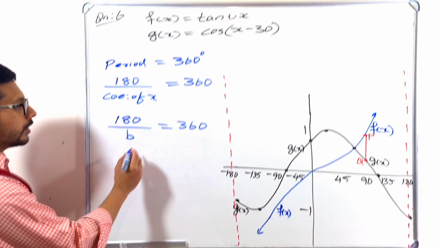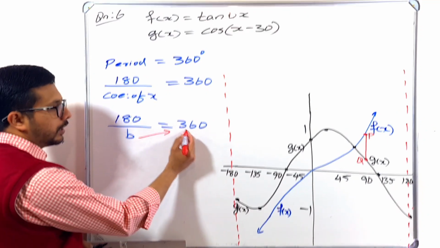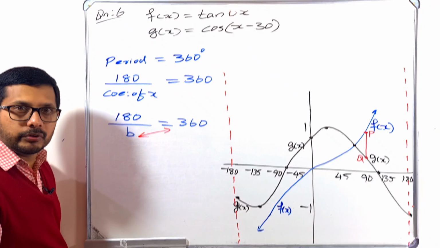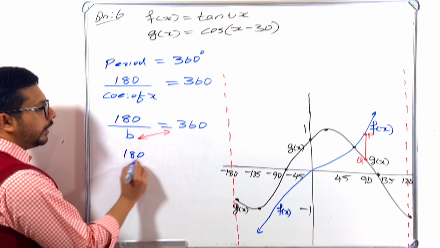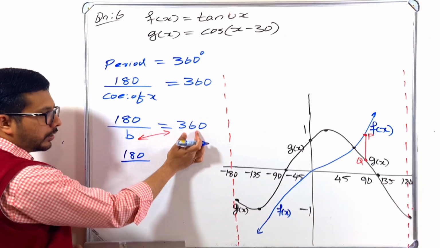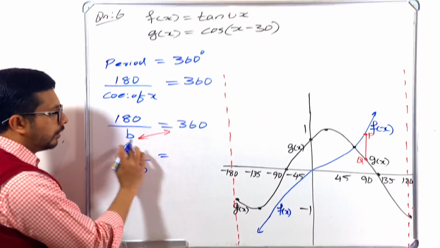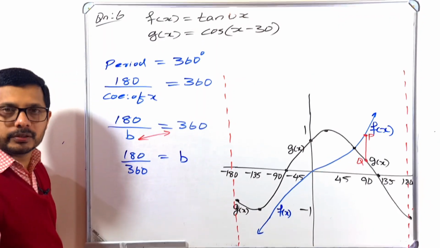So from there, what is b? You have to take this b to that side and this 360 back to this one. That's easy math. Now we are in grade 12, you have to understand that. Okay. So this 180 divided by, I'm going to take this 360 to the denominator, 360, and take this b to the numerator, that is b. That's a simple method to find b.